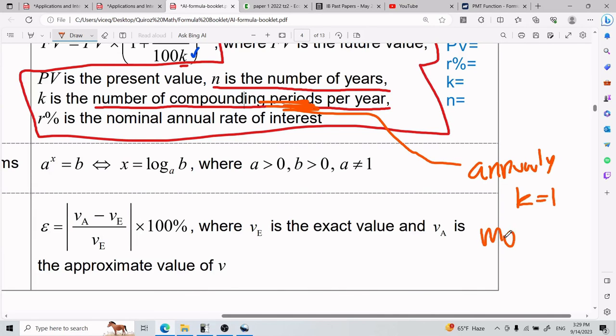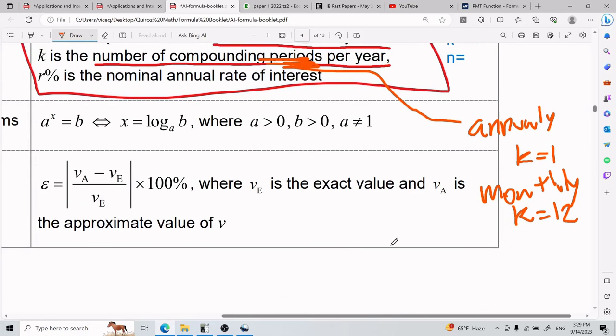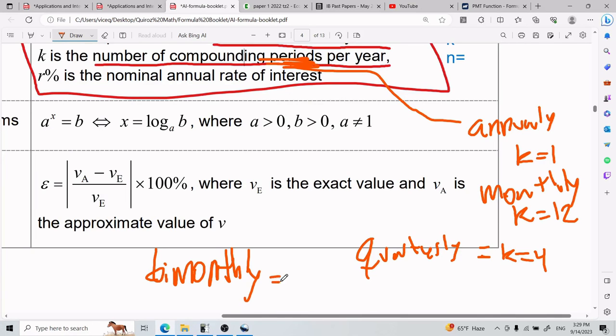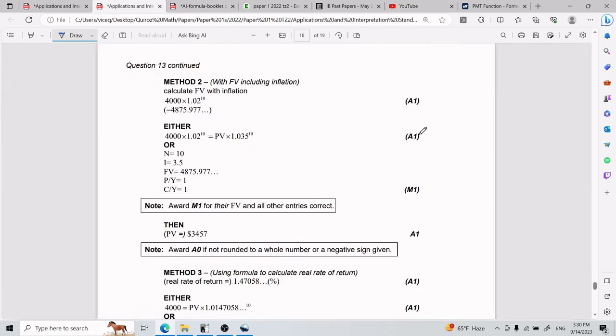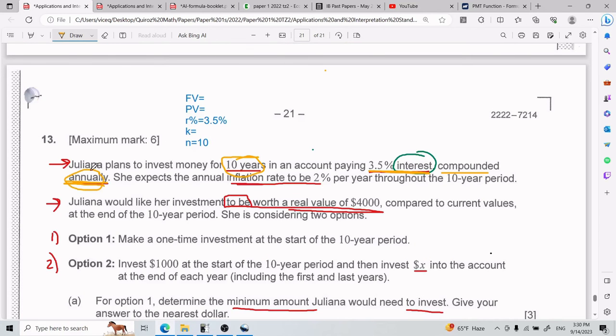The more common one is probably monthly, which would be, you guessed it, k equals 12. And lastly, you have quarterly, quarts, one-quarter, so k equals 4. Those are the classic ones. I don't think you're going to find anything else. The weirdest one, which I don't think shows up, might be bi-monthly, once every 2 months, so k equals 6. So for periods you have those buzzwords: annually, monthly, quarterly, bi-monthly. Here, since we have it annually, k has to equal 1. All right.